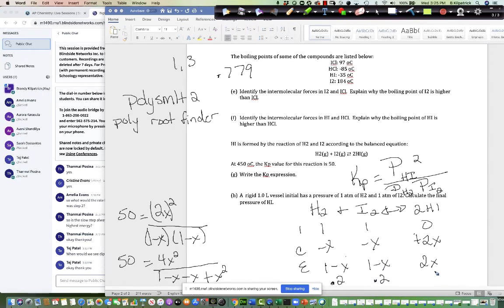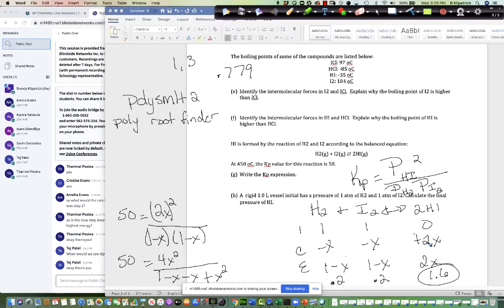And then 2 times 0.778. That's going to give me 1.6, roughly. Okay, so that was the answer. That was asking for the pressure at equilibrium for the HI.